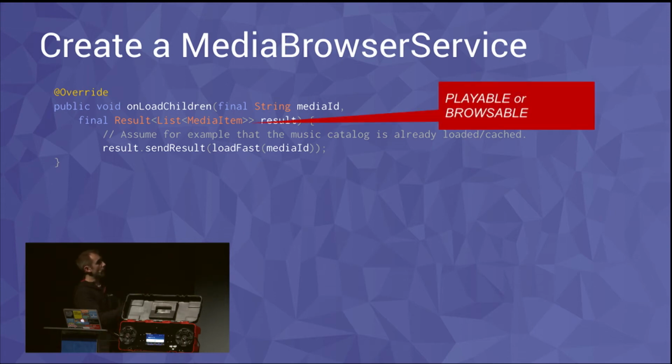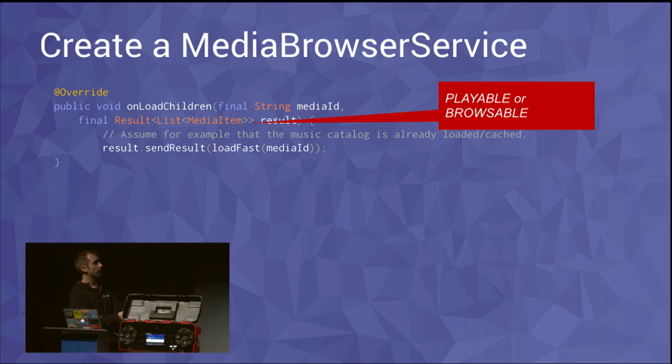You have the ability, when you specify your media items, to specify what's called a playable or a browsable object. A browsable object means that this object has further children. A playable object is a piece of media that can be played right now. So it's just a way of differentiating the nodes in the tree.